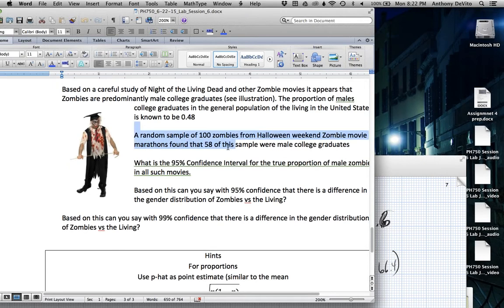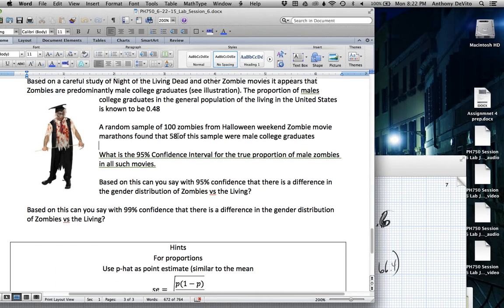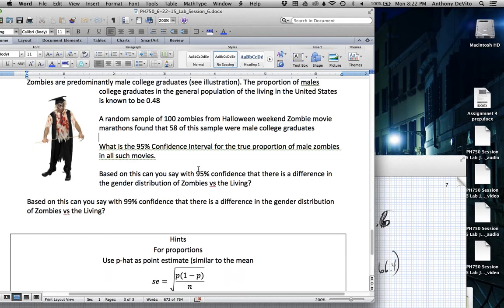So now you take a random sample of 100 zombies, right? You watch all the movies on Halloween, you count the zombies, and you find that 58 out of 100 were male college graduates. What is the 95% confidence interval for the true proportion of male zombies in these movies? Okay, so now our point estimate is 58 out of 100, or 0.58. That's our P cap. And we want to compare it to 48% of the population. We want to know if we know enough to say that there's a higher proportion of male zombies than there are males in the general population.